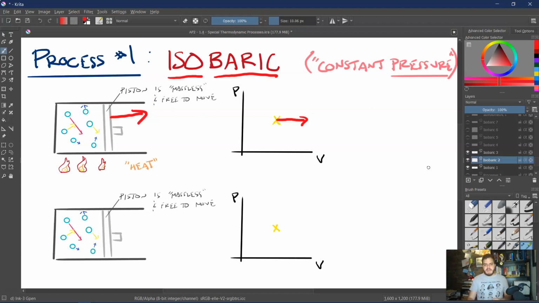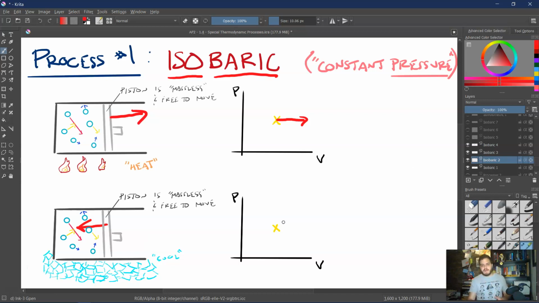Similarly, what if I want to go the other direction? What if I want to go this way? What happens if I want it to compress at a constant pressure? Well, instead of adding heat, I'm going to cool the system down with an ice bath or ice or something along those lines. That's going to cause these particles inside to move slower. Particles on the outside are going to be moving faster, and it's going to push it in to try to equalize those pressures.